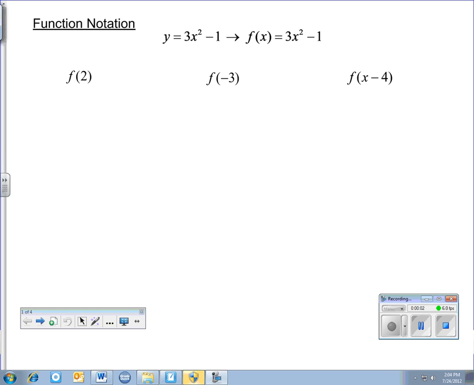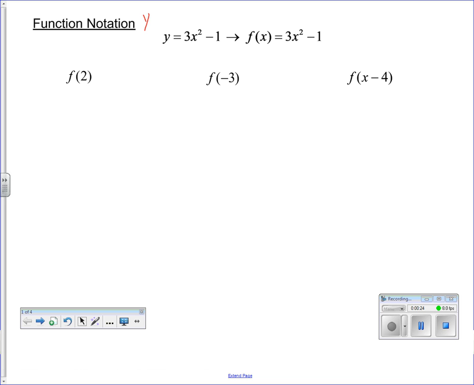Function notation has to do with thinking of equations in terms of range and domain, and naming equations. Instead of y equals 3x squared minus 1, I can call that equation f because it is a function. So instead of y equals, I have f of x equals. Basically, y equals f of x. And f of x is saying that f of something, for x, is your domain.